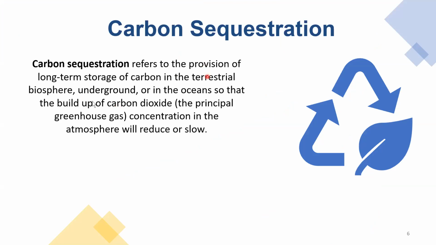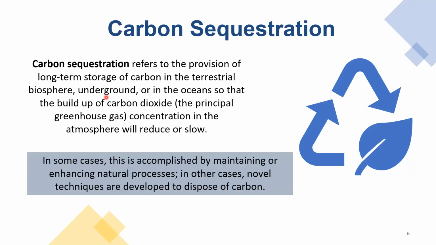So what is this carbon sequestration? It refers to the provision of long-term storage of carbon in the terrestrial biosphere, underground or in the oceans, so that the buildup of carbon dioxide, the principal greenhouse gas concentration in the atmosphere, will reduce or slow. This buildup is very high nowadays, as we have estimated 6.3 petagram per annum. So if we sequester and store carbon dioxide for a long period of time into the soil, that will reduce the emissions into the atmosphere, and of course the accumulation will be reduced.